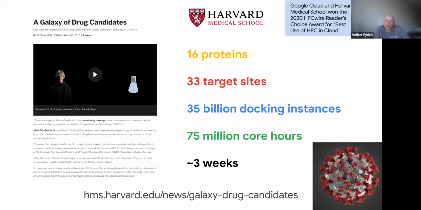So they carried out a really large study: 16 proteins, 33 target sites, 35 billion docking instances. A lot of compute went into this. They were able to do this in 3 weeks, which is pretty amazing. Not everybody needs to run a calculation at that scale every day. We understand that. But what I think is important to remember is that when you need that sort of computational capability, you can get it.